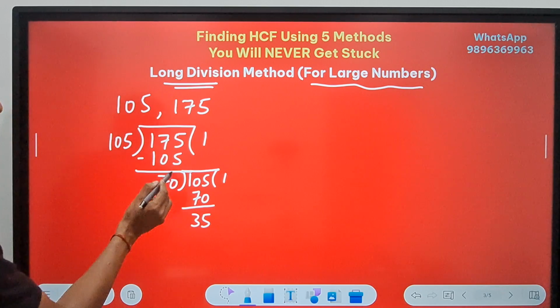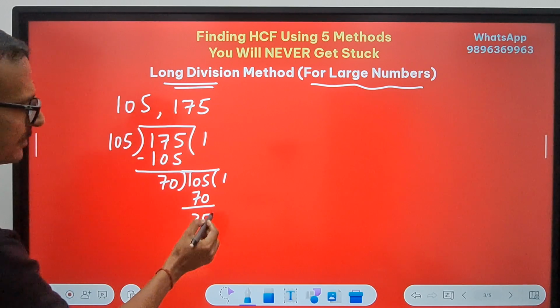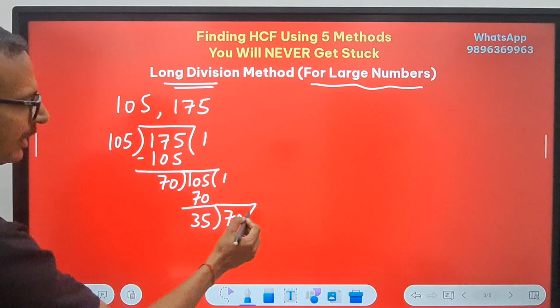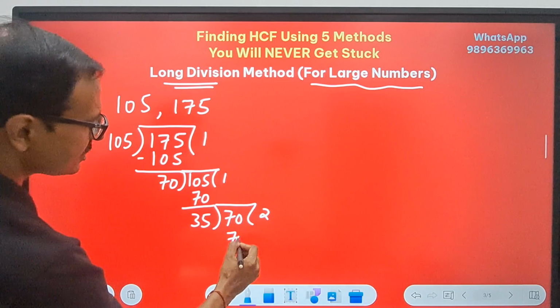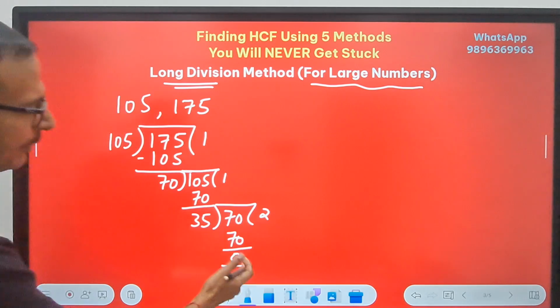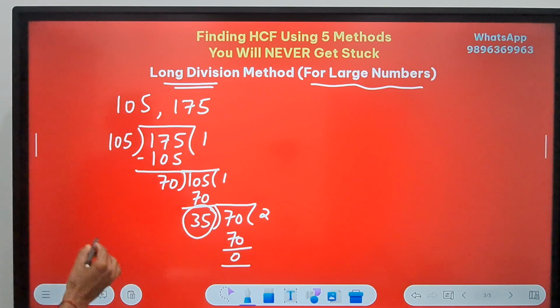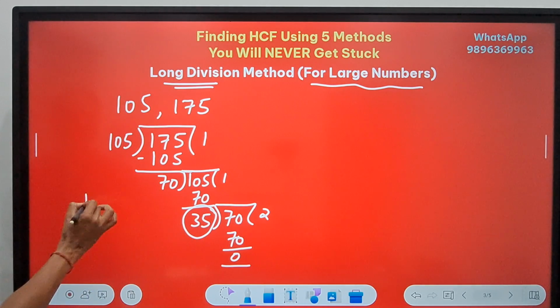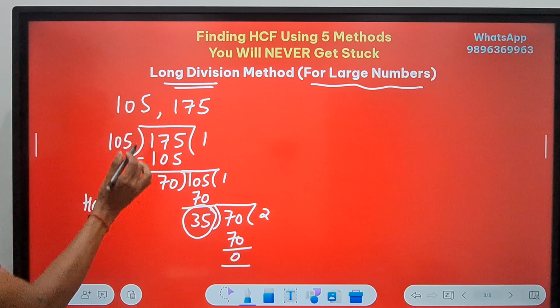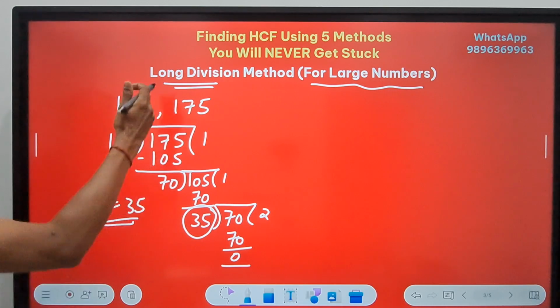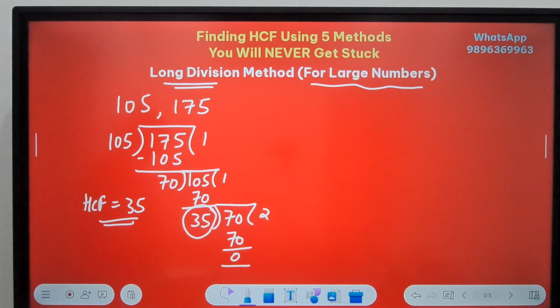Do the same thing again. This divisor becomes the dividend here, and 35 2 times is 70, gives you a 0 as the remainder. Now once you get 0 as the remainder, the last divisor will give you the highest common factor of these two numbers, which is 35. Now this is called the long division method.